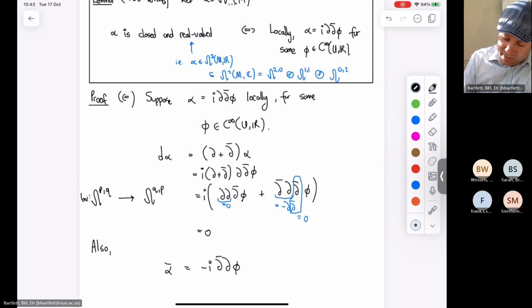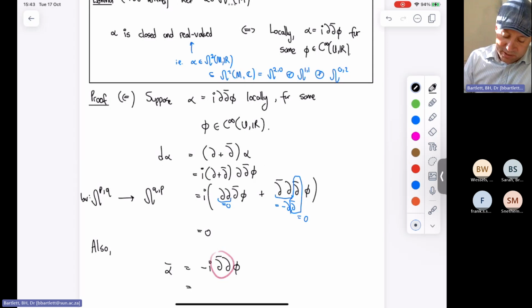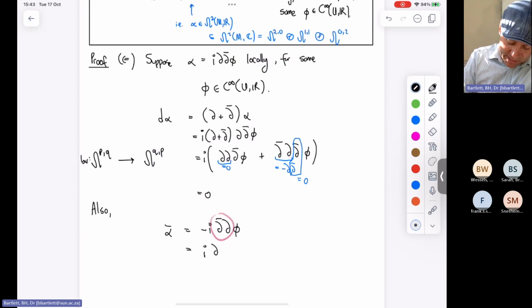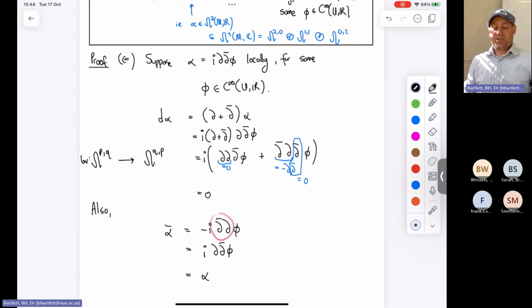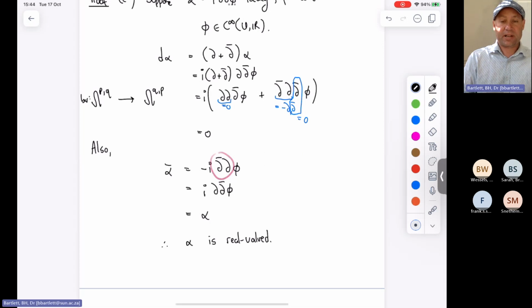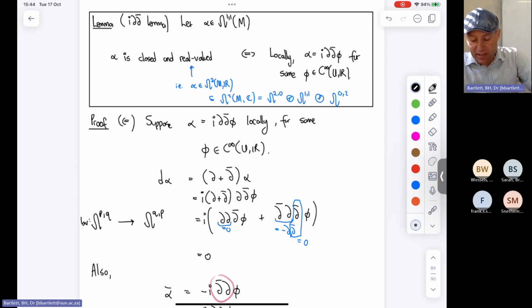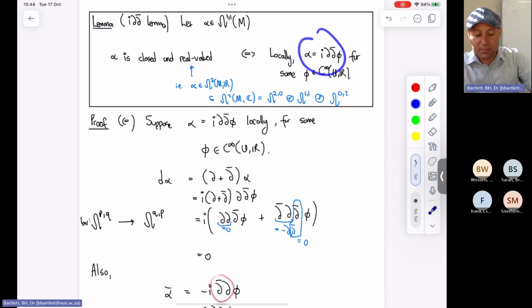And now I know that this is what? Well, remember, this here is the same as minus del bar del. So the two minuses can cancel each other out, so I get i del del bar phi, which is exactly what the formula for alpha is. So I've shown that alpha equals alpha bar, so therefore alpha is real valued. Okay, so I've shown that the right-hand side implies the left-hand side. If you've got an alpha of this form, then it's going to be closed and real valued.